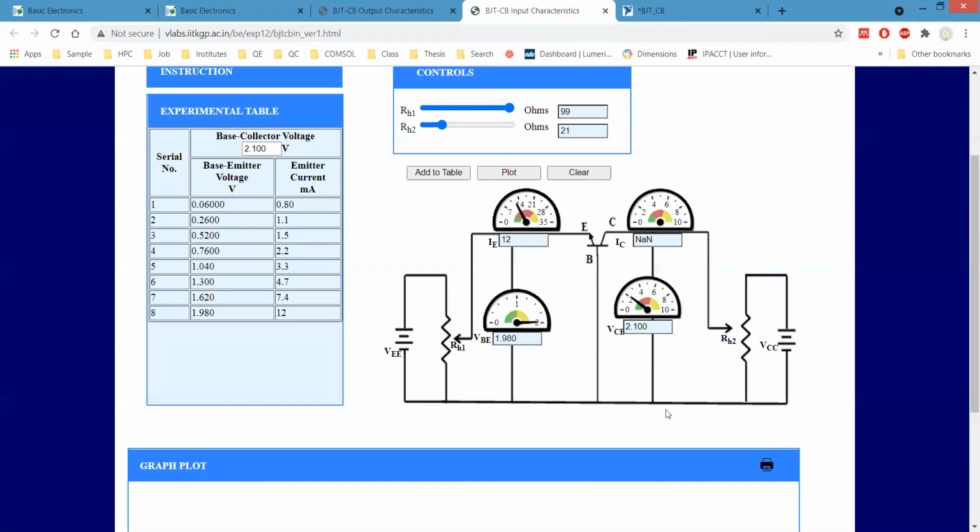Anyone, do you have any other query? You can ask me through the chat, or directly unmute yourself. Okay. So I think we can conclude our lab for today.